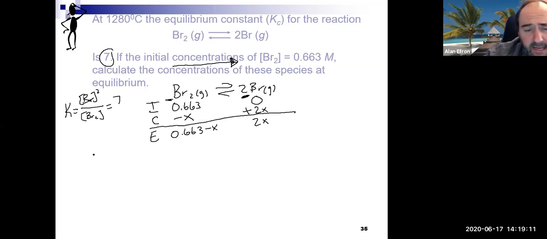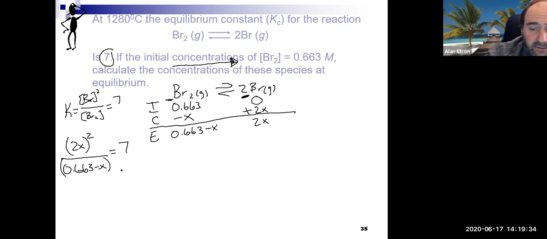And that's going to equal 7 in this case, as that was given to us in the reaction formula. What we're going to now do is take everybody on our equilibrium line, and put it into that expression. So that would give us 2x, squared on top, divided by 0.663 minus x on the bottom. And that is going to equal 7.